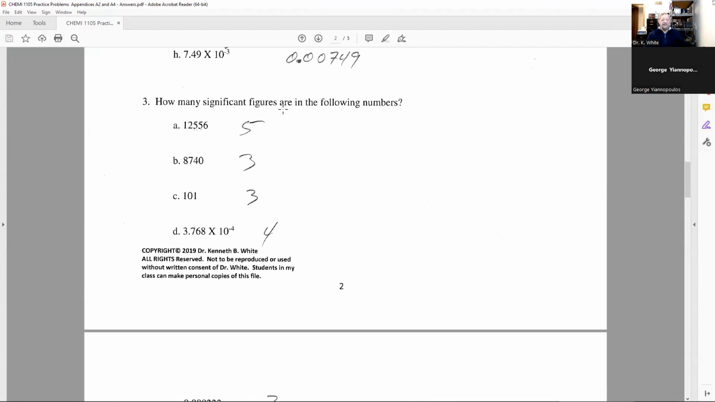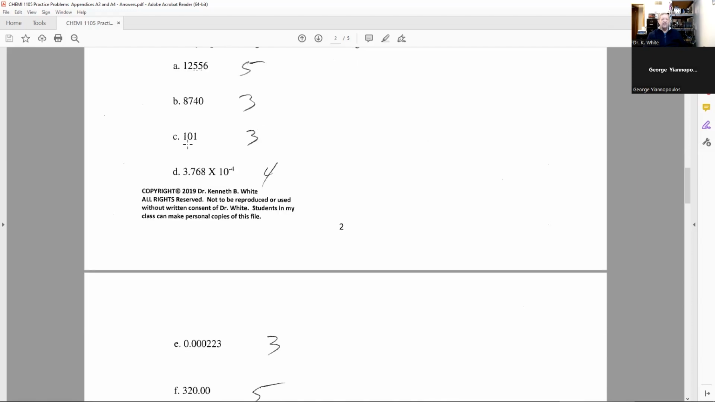How many significant figures are in the following number? All non-zero numbers are significant. So there's 1, 2, 3, 4, 5. Now in B, zeros at the end with no decimal are not significant. Non-zero numbers are significant. So this has 1, 2, 3. Now zeros confined between non-zero numbers are significant. And this has 2 non-zero numbers plus a confined 0 that adds up to 3.